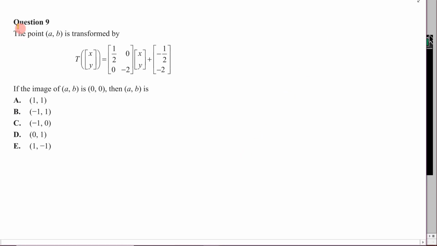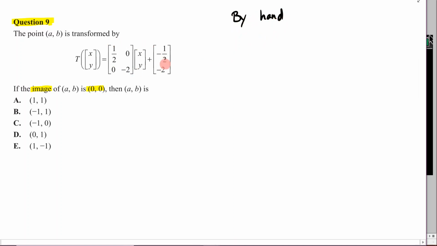Okay, so I'm going to go through question 9, which says the point AB is transformed by this right here. If the image of AB is 0, 0, then AB is which of these options? Now in this video, I'm going to show you how to do this both by hand and how to use your calculator as well. So stay till the very end to see both ways. Let me first talk about how you can do this by hand.